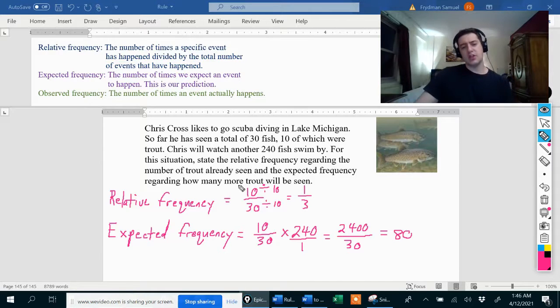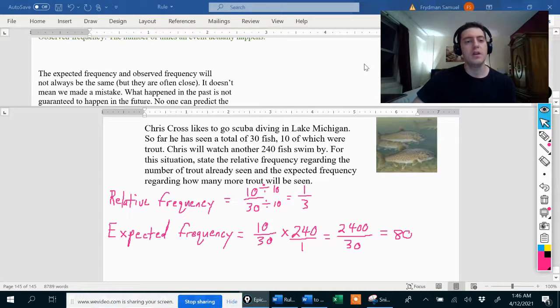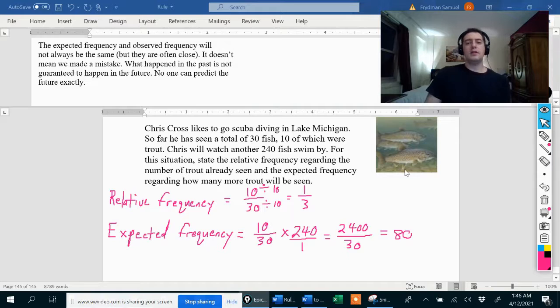Now, I didn't actually mention anything in the problem about the observed frequency, but I do want to talk about the definition. The observed frequency is the number of times an event actually happens. Just because we expect 80 out of those 240 fish to be trout, that doesn't mean that when Chris actually observes them, they definitely will be trout.